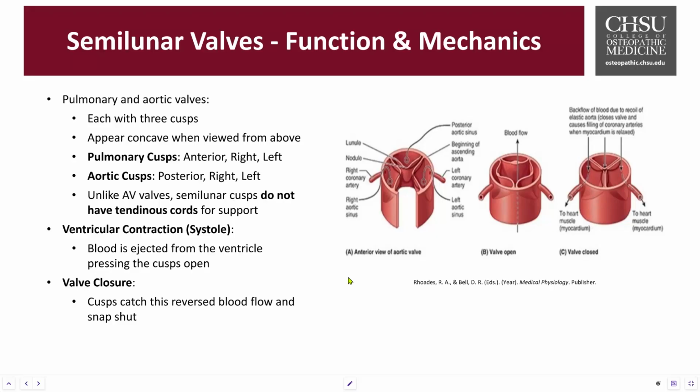During ventricular contraction, or systole, the high pressure pushes the cusps open, allowing the blood to eject into the aorta or the pulmonary trunk. Then as the ventricles relax, the pressure drops, and the brief backflow of blood from the elastic recoil of the great arteries catches the pocket-like cusps, causing them to snap shut. This prevents any blood from flowing back into the ventricles. So over here on the right, you can see it opens up, and then as it closes, it slaps shut, it pulls downwards, and then the blood is able to fill up.